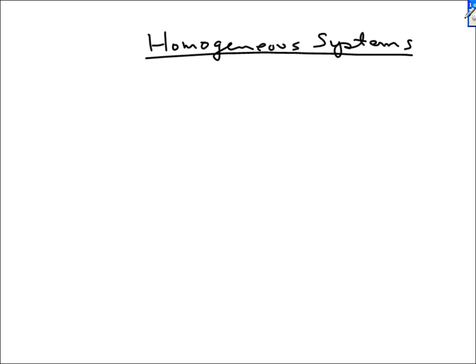Let's talk about how we can find the basis for the solution space W of a homogeneous system. So here is a homogeneous system, and we want to find the basis for the solution space. Let's try this one.